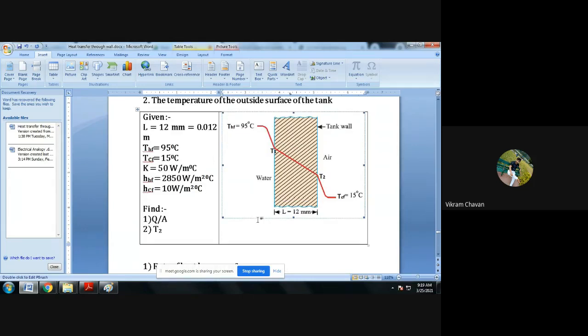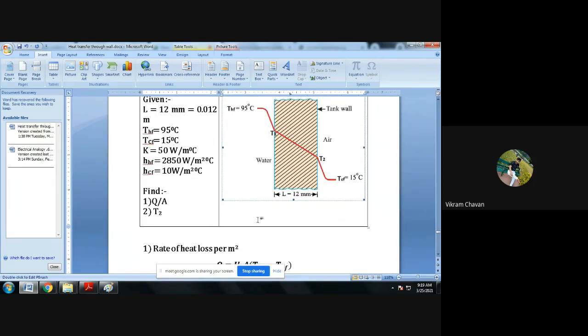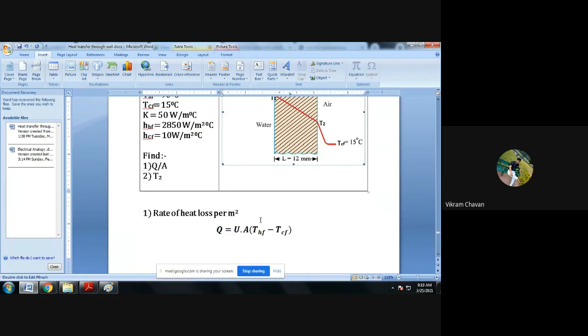So have you drawn the diagram? Okay, then let's start with the first solution, rate of heat loss per meter square. Now this is the concept of overall heat transfer coefficient, which we have just discussed.